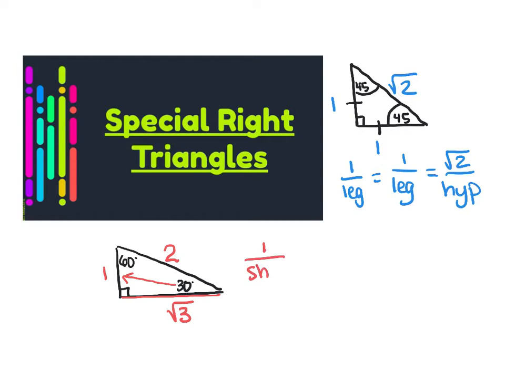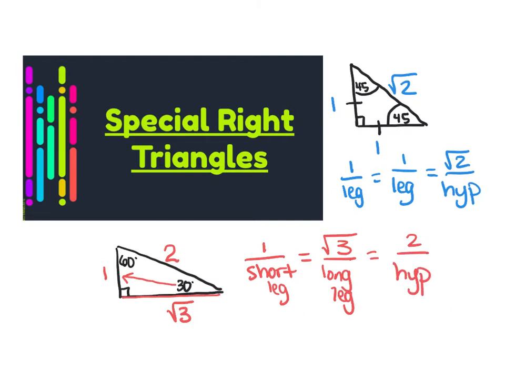So 1 over our shortest side equals root 3 over our long leg equals 2 over our hypotenuse. Typically, I would have you memorize these, and I would tell you how 30 times 2 is 60, so that's why the 2 goes there. But you are going to be able to look at these for reference, so as long as you understand how to work with them, you'll be good.